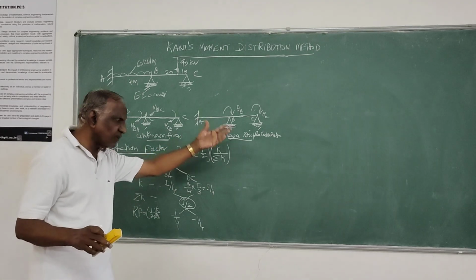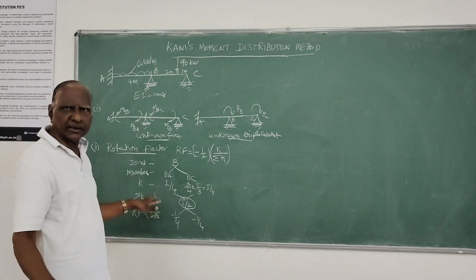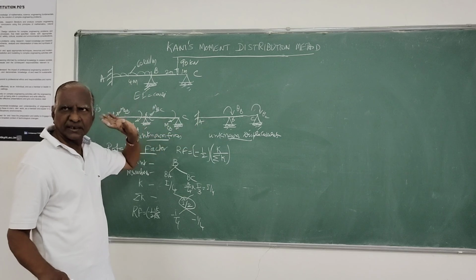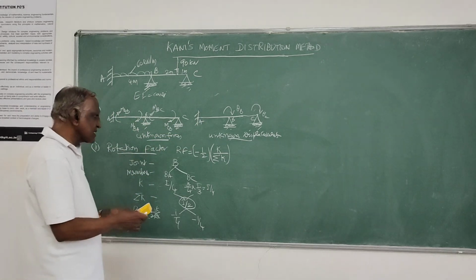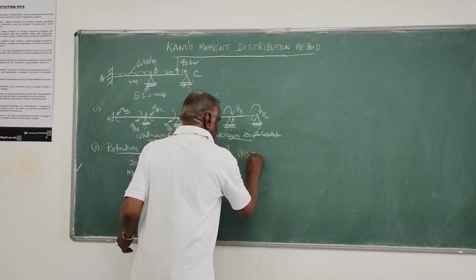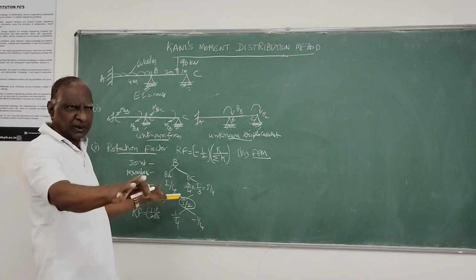And another, the sway factor, that is the displacement factor, we need not determine because it is non-sway, that we are identifying here itself. Only we have to determine the rotation factor. Next step, fixed end moments, that is, I told you, for all joints first we assume no displacement.